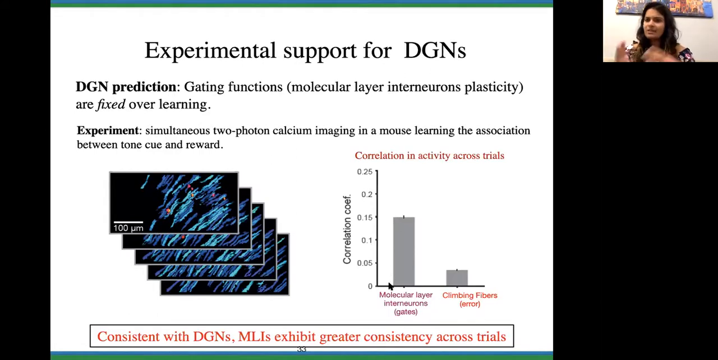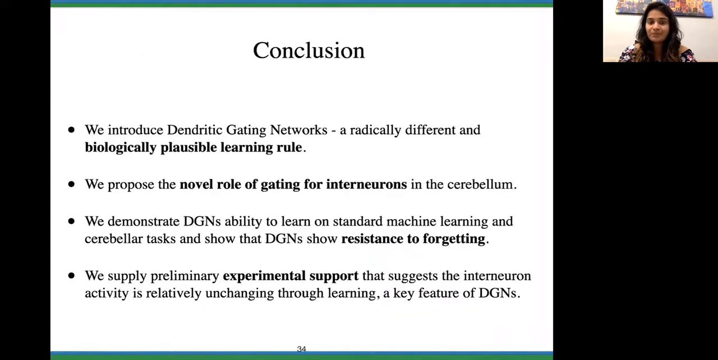This is consistent with our model, where we predict that the gating functions are constant, and here also the MLIs have greater consistency, being more constant across trials. Of course, in experiments there's a lot of noise, so this is just providing some intuition as to why our model is biologically supported as well.